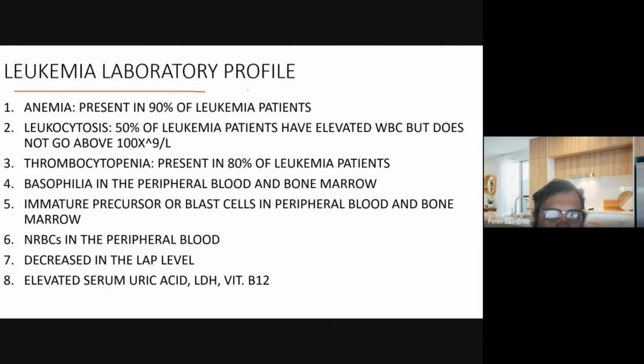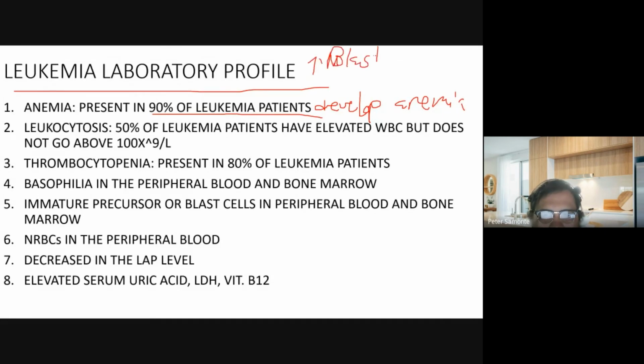Okay, here's the laboratory profile of your leukemia. Now, 90% of leukemia patients develop anemia. So aside from increased blasts, they would have decreased RBC, decreased hemoglobin, decreased hematocrit. Then 50% of leukemic patients have leukocytosis, but it does not go above 100 times 10 raised to the 9 per liter.